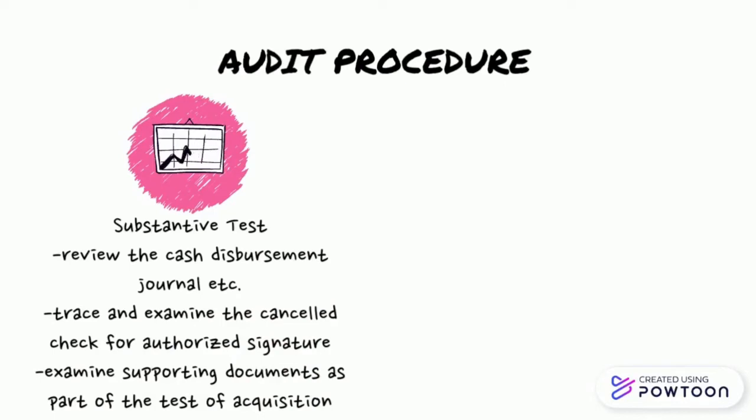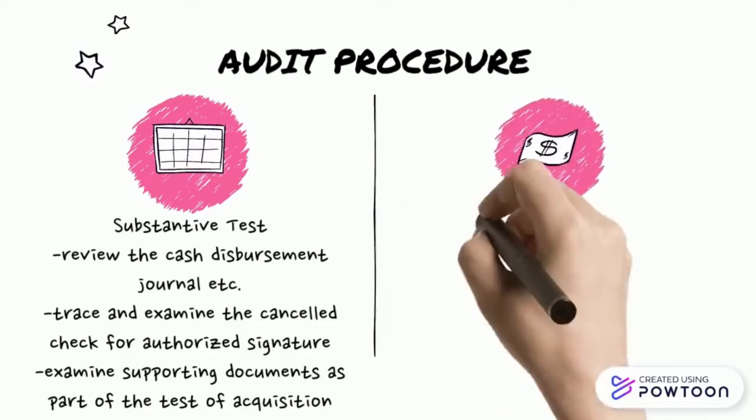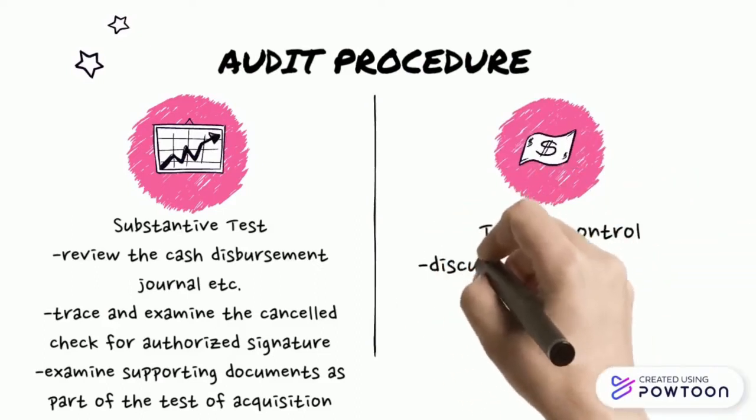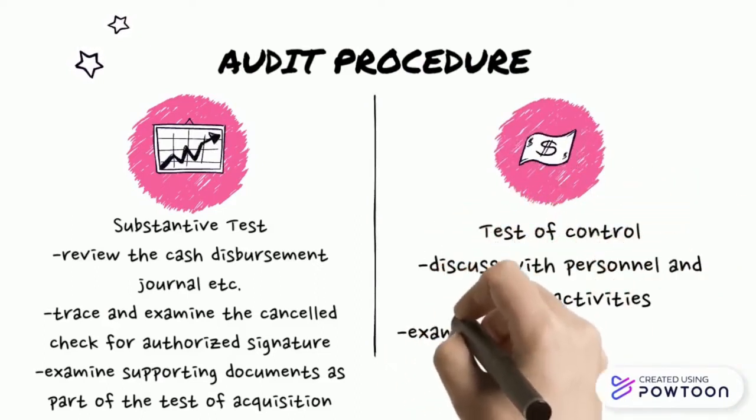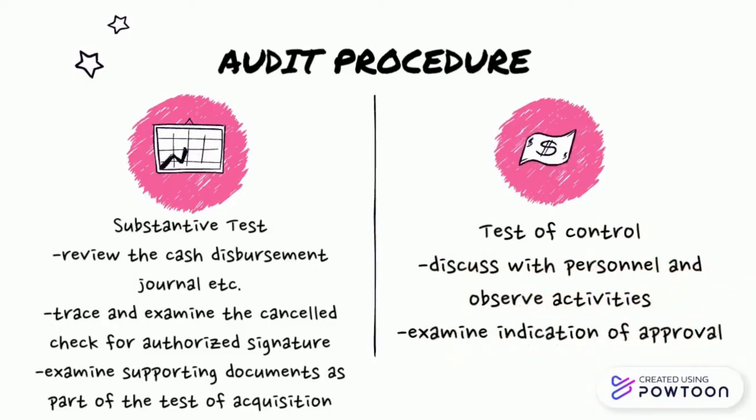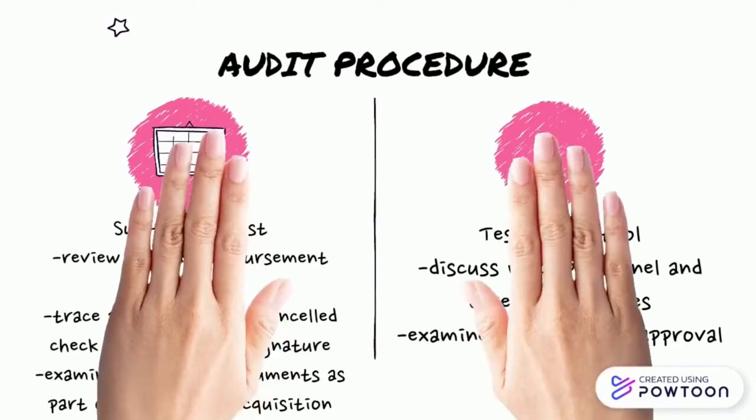Next, also trace and examine the canceled check for authorized signature, proper endorsement, and cancellation by the bank, or use bank records of disbursement, to the related acquisition journal entry, and examine for payee name and amount. And lastly, examine supporting documents as part of the test of acquisition.